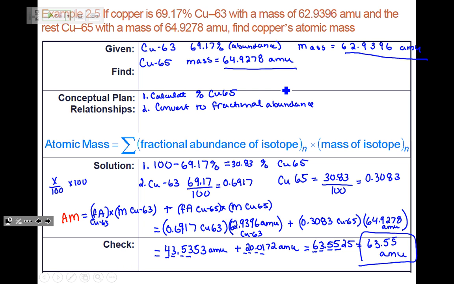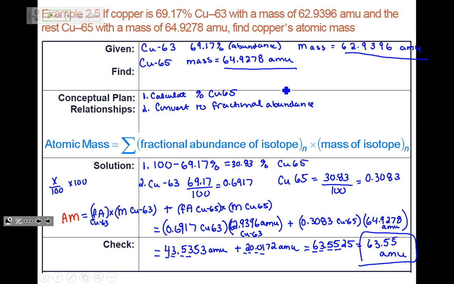If your number is nowhere near the max of 63 and 65, likely what you did wrong was not convert this to percent, or you might have switched these. So if you switch this abundance with copper 65, then your number would be closer to 65. So there's a couple of ways you can double check this, especially because you'll have multiple choice, so you can kind of look and have a good idea of what it should be.